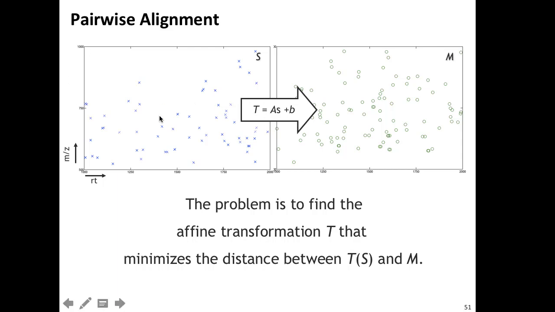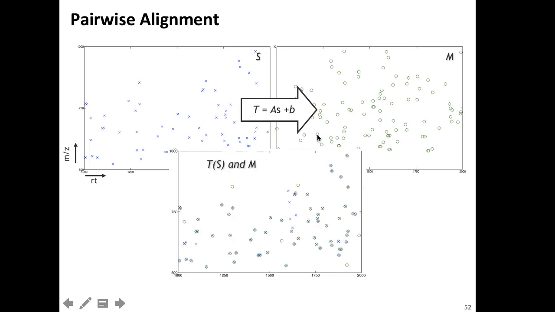Here we have the problem of one map with features and the second map with features, and we're asking the question, can we find an affine transformation, a linear transformation, that minimizes the distance between corresponding spots in these maps? So we're looking for something like this, where we shift all these crosses such that they come to lie on top of these circles.